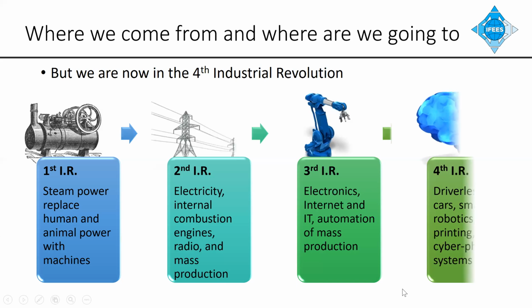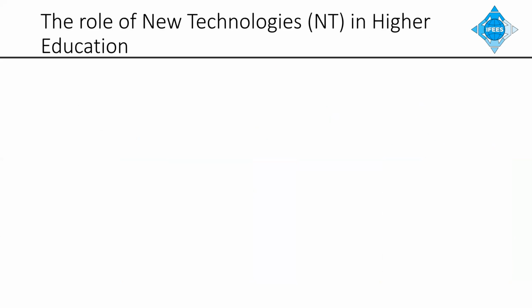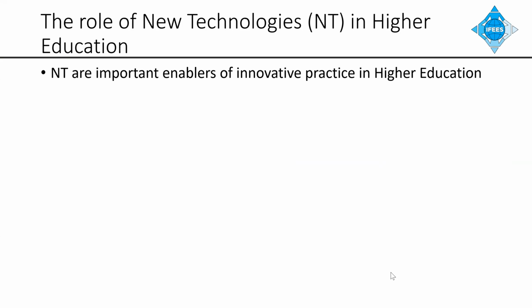But we are entering now the fourth industrial revolution, which means driverless cars, smart robotics, 3D printing, Internet of Things, and cyber physical systems. So this is completely different to the kind of society we had 100 years ago. So what is the role of new technologies in higher education, at least from this point of view?